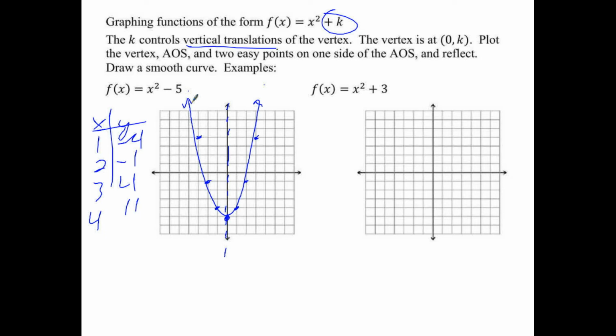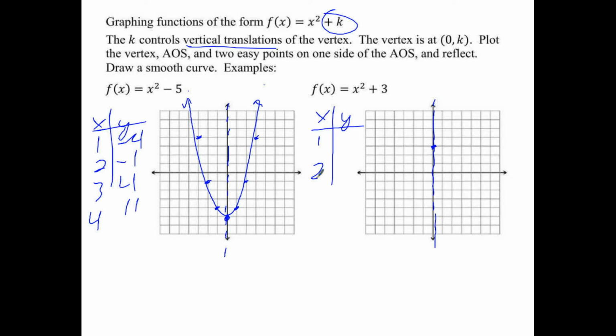What do we do? Okay, so the vertex is going to be where? Yeah, 0, 3. Okay, now what? The axis of symmetry goes through that. Now what? So x, y, two columns, and what do you want to use? 1, 2, 3. Well, okay, so 1 and 2. Now, this one's kind of the opposite, right? Which way does this open?